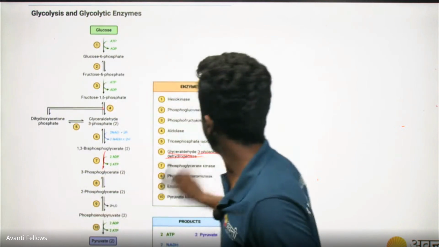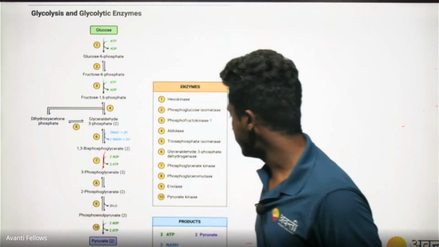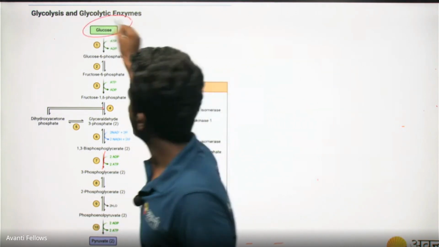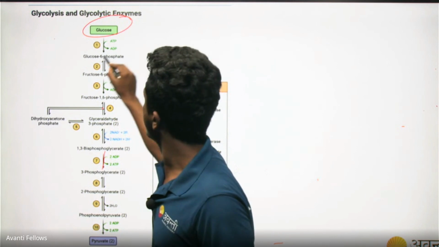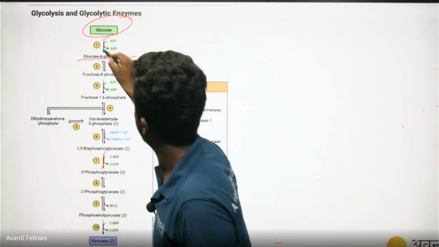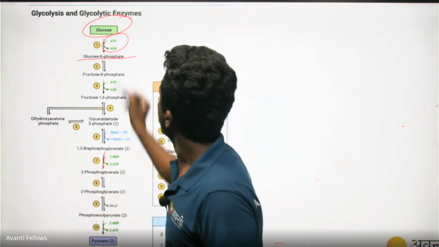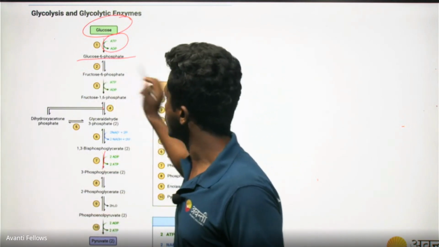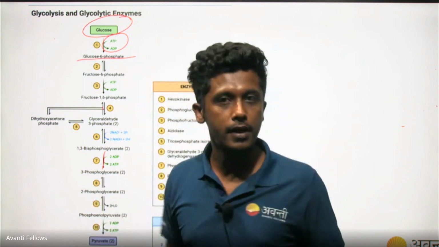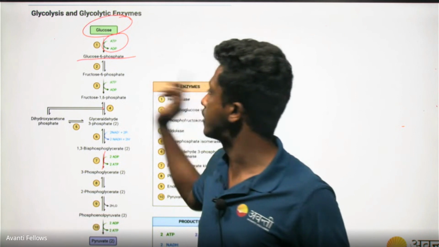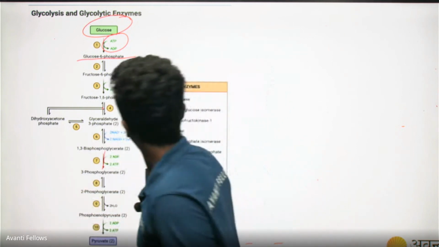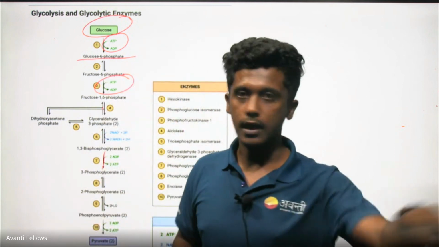We have two phases here. One is the investment phase, the other one is the return phase. What are we doing here? We had glucose. Glucose was converted into glucose 6-phosphate by addition of one phosphate. To add one phosphate, we need one ATP molecule. Simple. Again, glucose 6-phosphate is converted into fructose 6-phosphate by isomerization. No energy is required. Isomerase will come and help here. Now, fructose 6-phosphate is converted into fructose 1,6-bisphosphate. For that, we need one more phosphate. That's why we add one more ATP here. So, two ATP molecules gone.